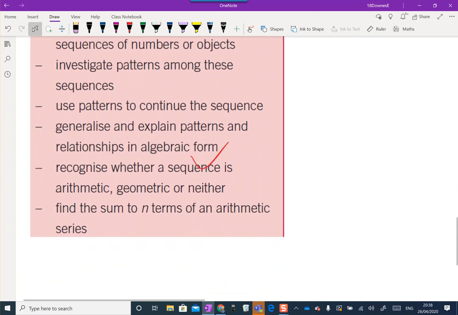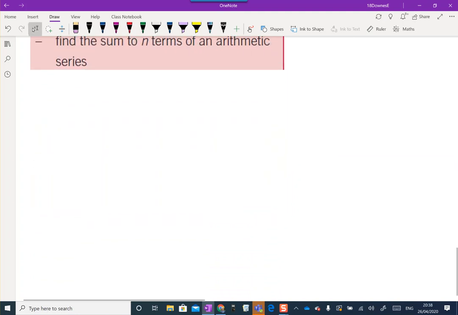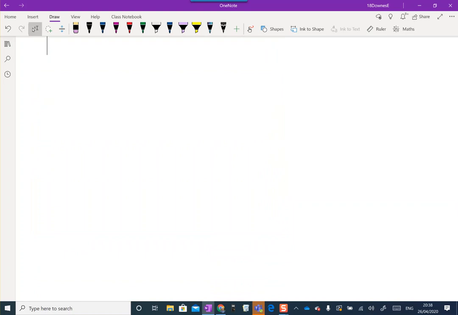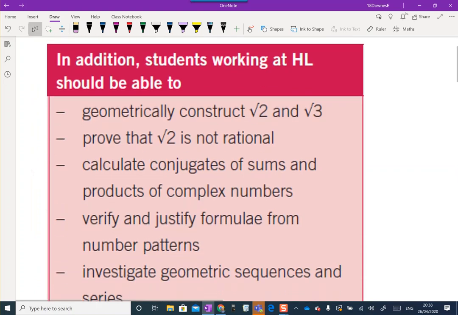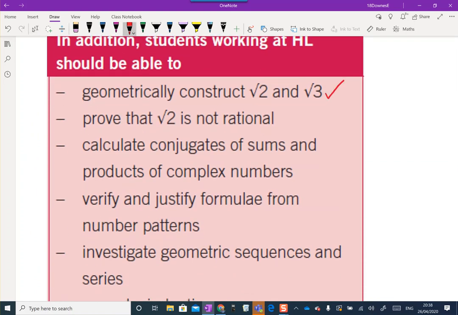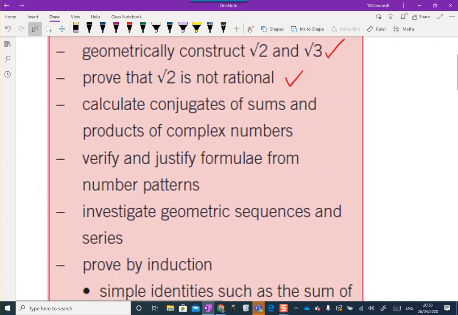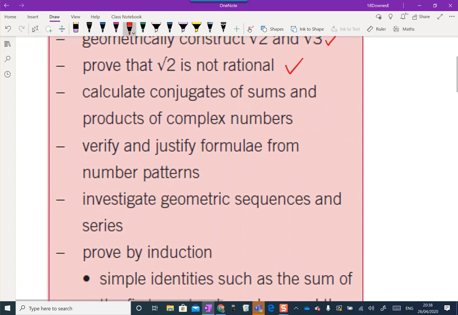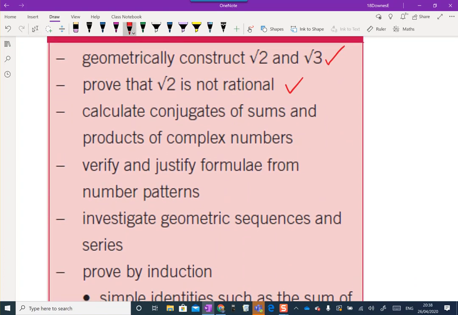Okay, a little bit about sequences, and we push on to the higher level. So the construction, root 2, root 3, I showed it to you there in the Pythagorean triplet. A proof that root 2 is not rational. You'll be going through that line by line, you'll be studying it. It's very, very popular in exams.